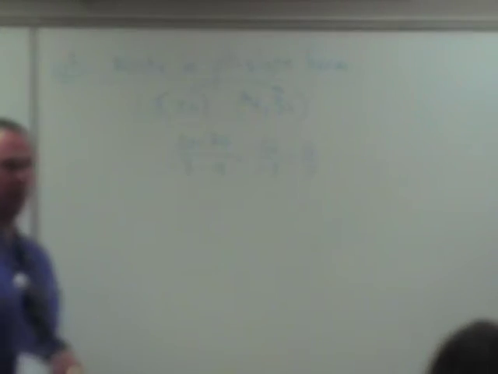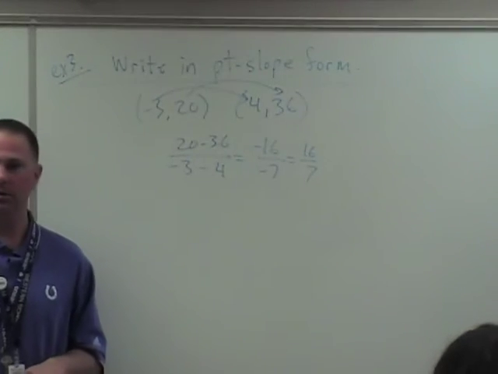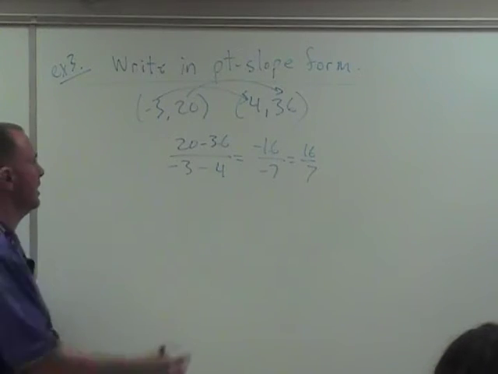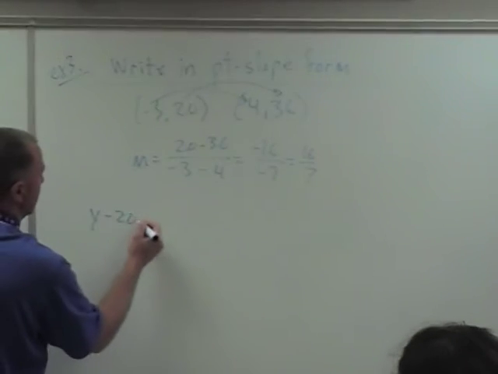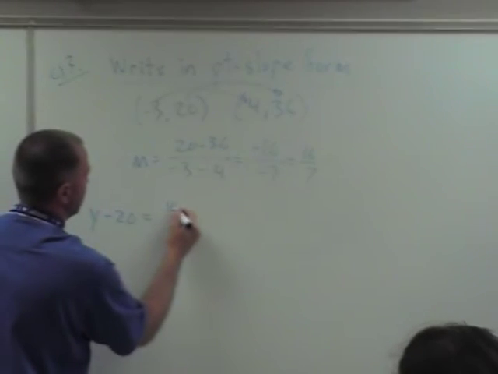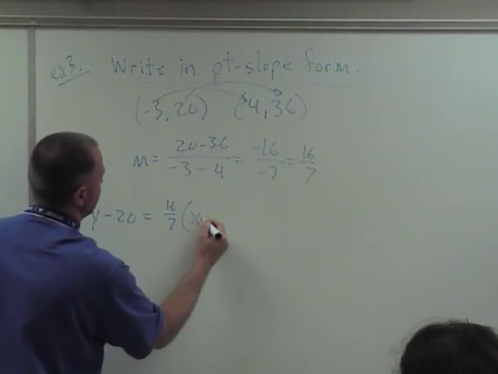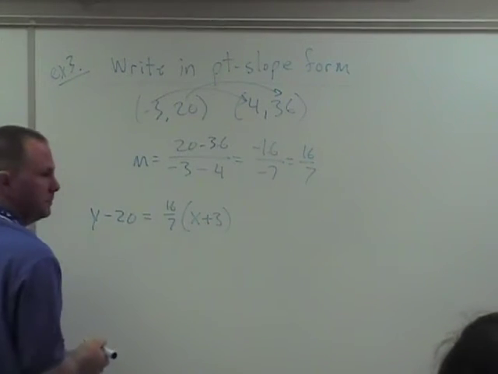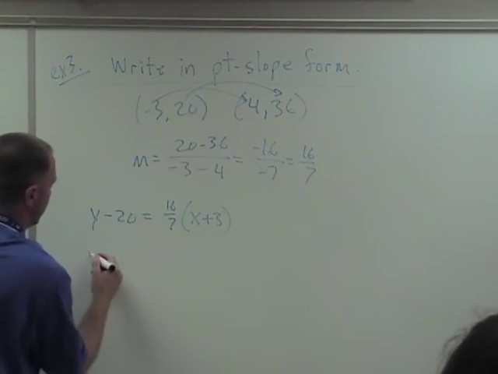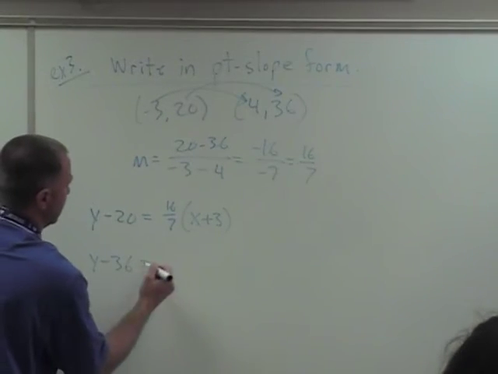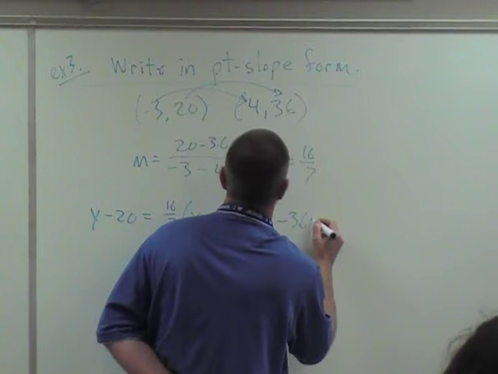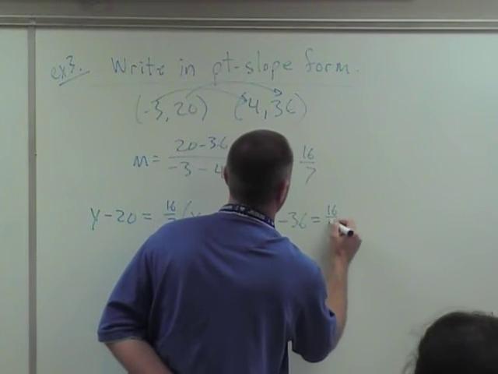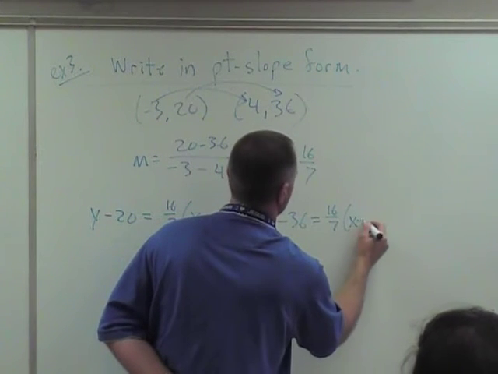Sixteen sevenths. Let me check my math. Did I do it right? Okay, so that's my slope. Here are your 2 answers. If I use the first point, it's y minus 20 equals 16/7 times x plus 3. If I use the second point, it's y minus 36 equals 16/7 times x minus 4.